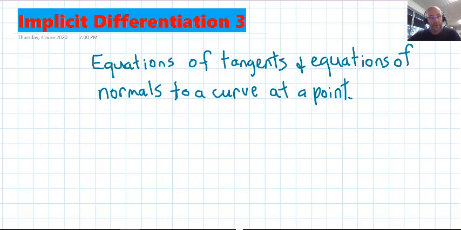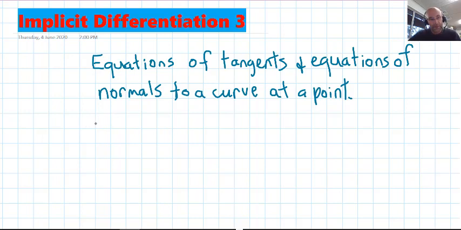Okay, we're going to look at our third video, Implicit Differentiation 3, where we're looking at equations of tangents and equations of normals to a curve at a point where we require the use of implicit differentiation. So please make sure you've watched the first two videos before you watch this. Now, what we also need to remember is not just have our implicit differentiation intact, we need to remember a few underlying concepts from our previous study of certain mathematical methods.